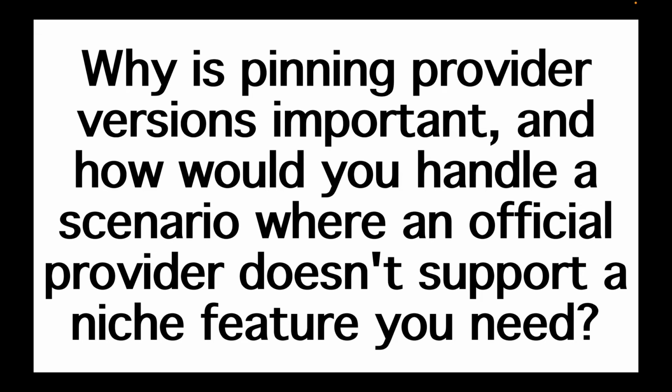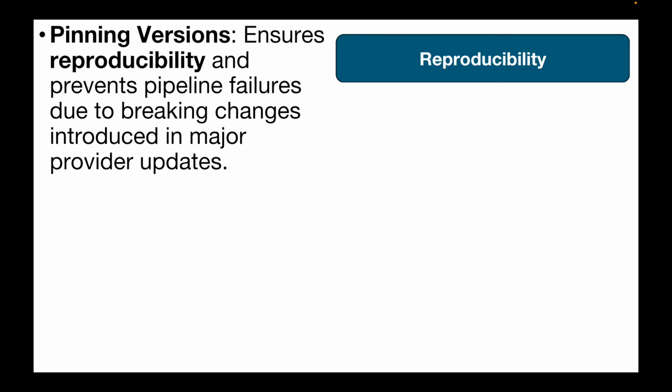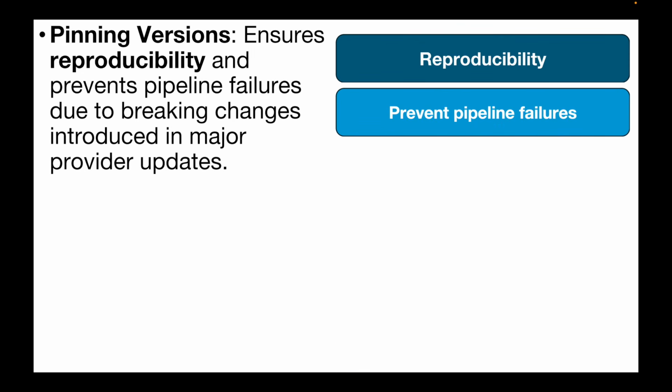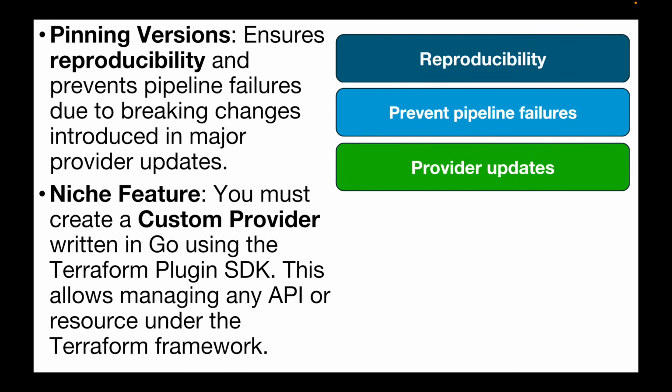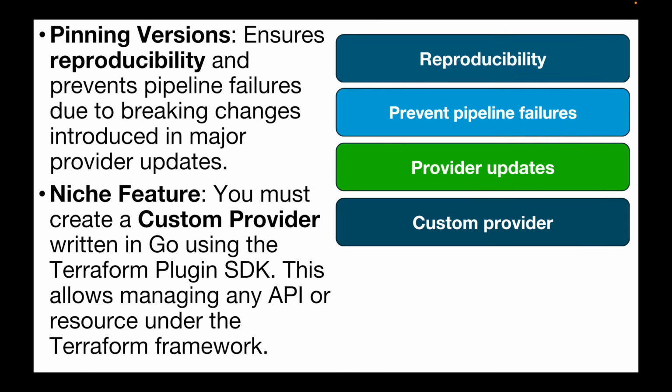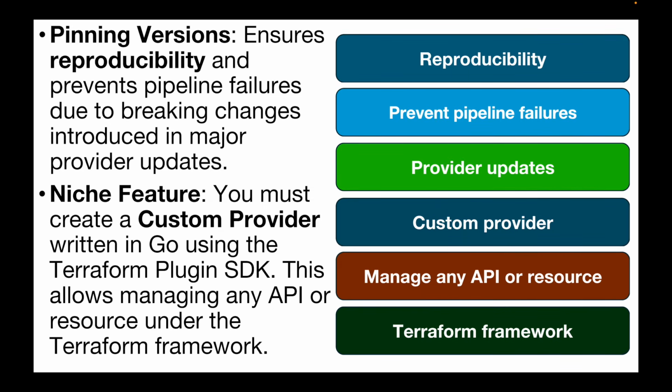The next question we have is, why is pinning provider versions important, and how would you handle a scenario where an official provider does not support a niche feature you need? The reason pinning versions is very important is that it ensures reproducibility and prevents pipeline failures due to breaking changes introduced in major provider updates. Now, if you need a niche feature, it is recommended that you create a custom provider written in Go using the Terraform plugin SDK. This allows you to manage any API or any resources under the Terraform framework itself. So if you have a niche feature, you can create your own custom provider, and always try to pin your provider versions to avoid pipeline failures.